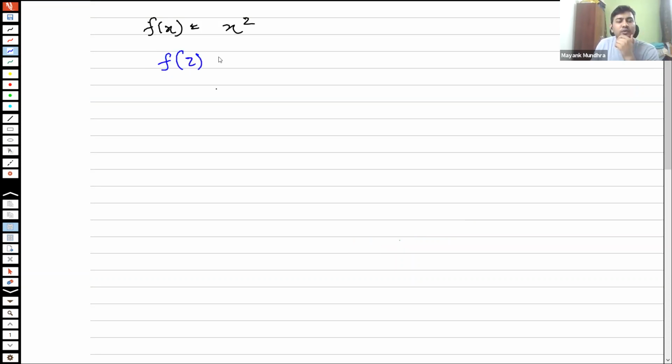f of 2 is equal to 4. Now suppose I change this value of input x to 2 plus 0.01. So this is going to be 2.01 whole square. I change it by 0.01 and this thing changes to 2.01 square.